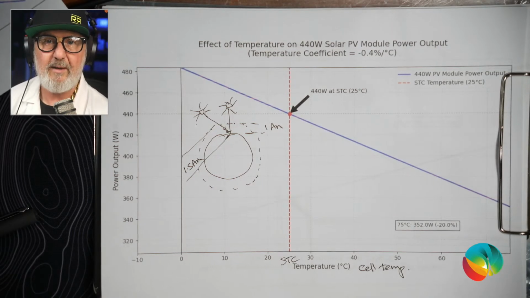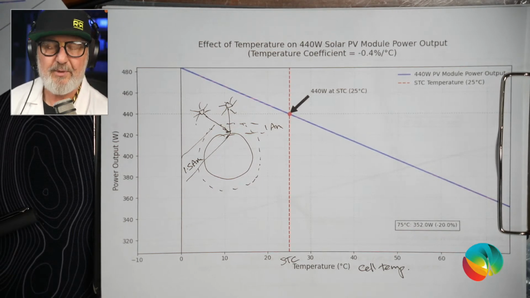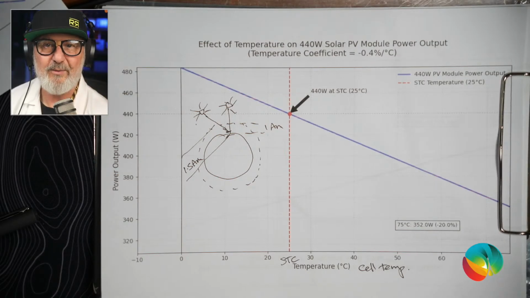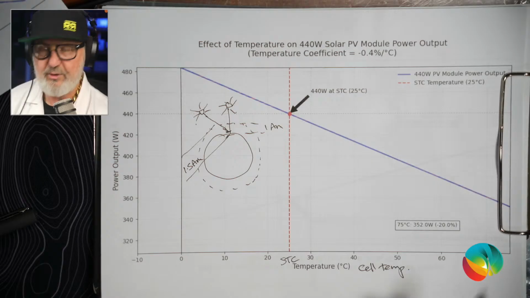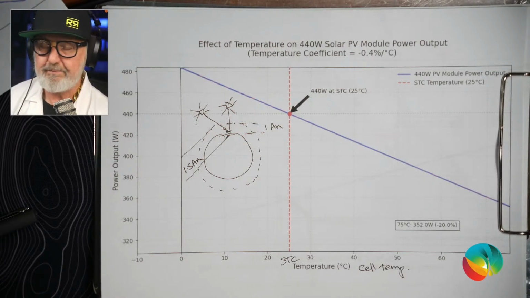They'll heat up pretty quickly. So you might have an air temperature of 25 degrees, but once you put 1,000 watts of solar radiation onto them, they'll be way above that, typically 25 to 35 degrees hotter. And we'll talk about how you calculate that in a second.